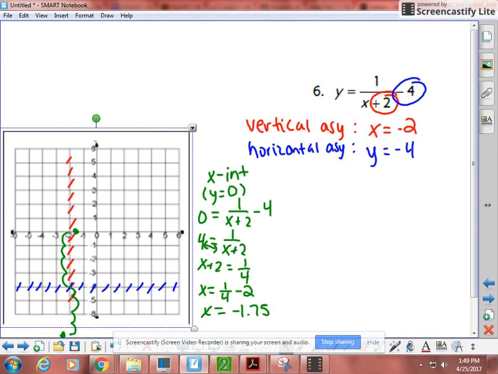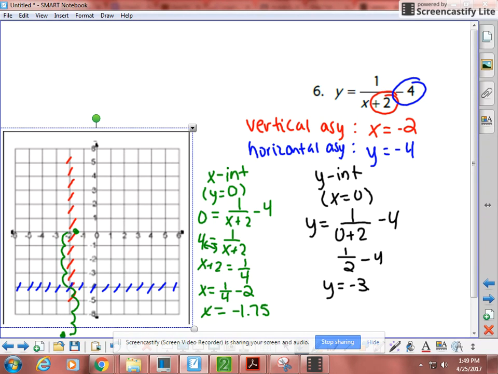So now I need to find my y-intercept. So that is when x is 0. So y equals 1 over 0 plus 2 minus 4. So that's going to give me 1/2 minus 4, which is going to give me negative 3.5 for my y value. Okay, so if y is negative 3.5, I go on the y-axis down to 3.5. So that helps me complete this part of my graph.